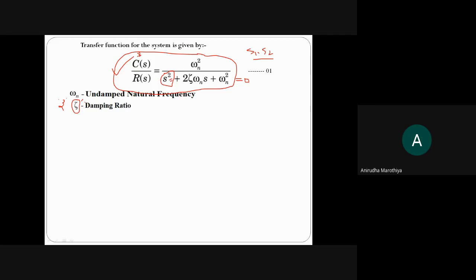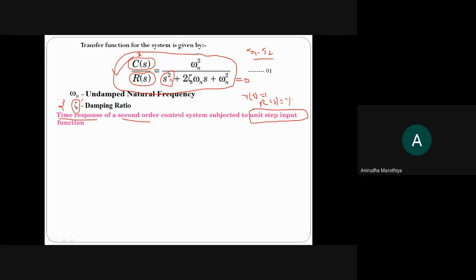Now in step number 2, what we need to do? We need to obtain the response of a control system in the frequency domain. That means we need to find out the value of C(s). But while solving for C(s), we must first identify the nature of the input excitation. So here, we are trying to analyze the time response of a second order control system when it is subjected to a unit step input function. That means here we need to take the value of r(t) as 1. And if you apply Laplace, you will get the value of R(s) as 1 by s.